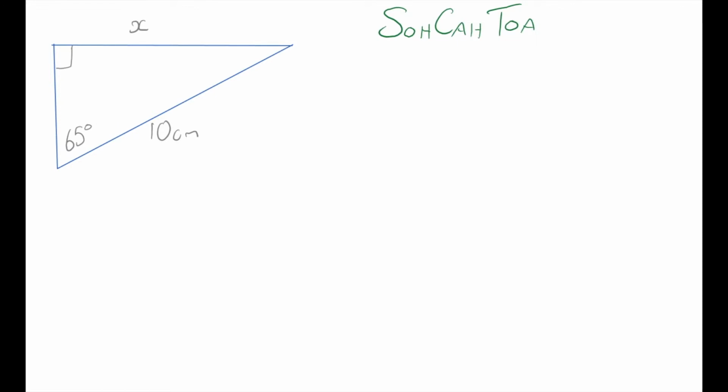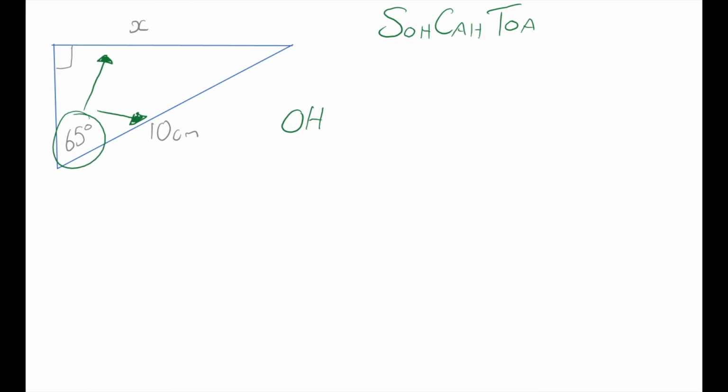Since we can't choose the right angle, we only have one more angle that we know in this question to choose. That's 65 degrees. Now we need to choose which of the rules, sine, cosine, or tangent, we're going to use. To do that, we need to determine which sides we have. So looking at 65 degrees, we have x. X is opposite 65 degrees. And we have our 10 centimeters. 10 centimeters is the hypotenuse.